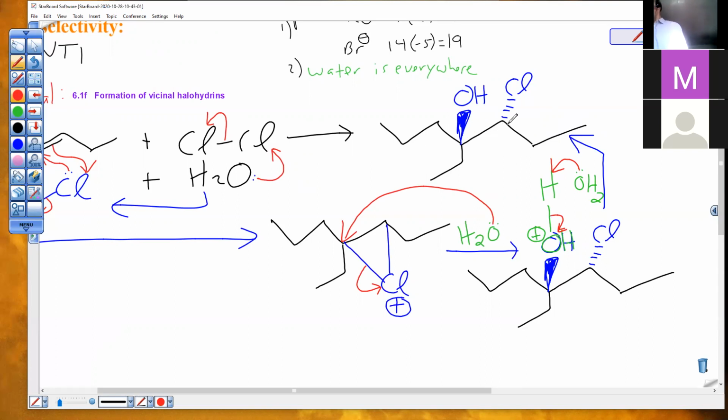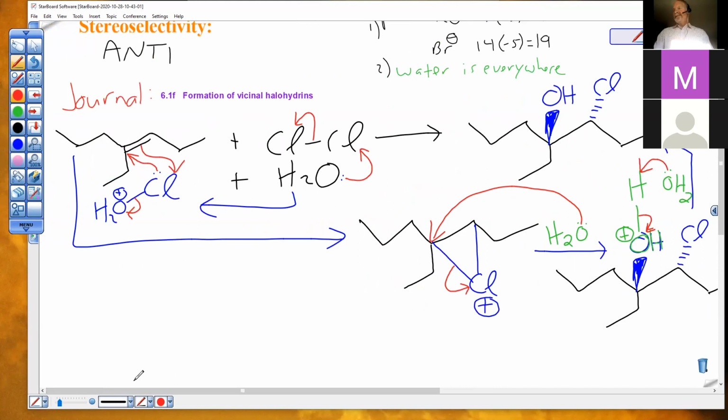Vicinal: on adjacent carbons. Halo: halogen. Hydrin: alcohol on the more substituted carbon. And it's got the regioselectivity that's called Markovnikov, with the more electronegative O on the more substituted carbon. And it's got the stereoselectivity called anti, one group sticking away from the page and one behind. And that's that.